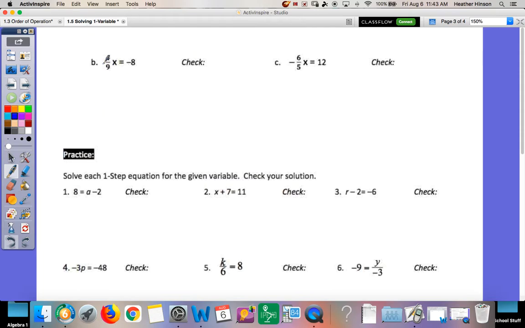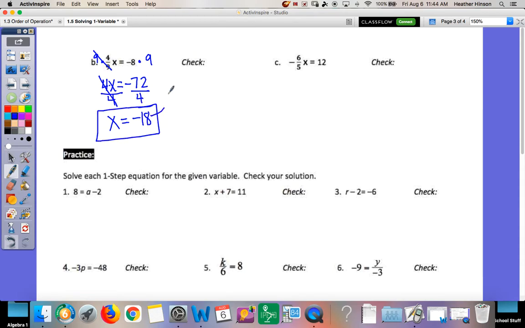So this one, I'll just multiply out the bottom. So if I multiply the bottom to the other side, that's going to leave me with a 4x. Negative 8 times 9 is negative 72. To get rid of 4 times x, I'm going to divide. So x equals negative 18.